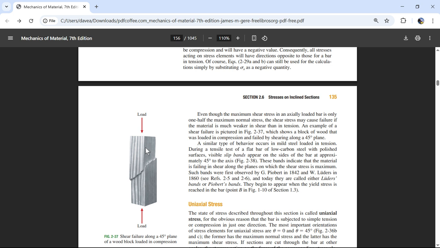They're not going to go anywhere. But if you have a substantially longer piece, like a 4x4, and you're loading it, it's going to fail on a 45-degree plane, because that's the plane where you're going to get shear forces to occur.